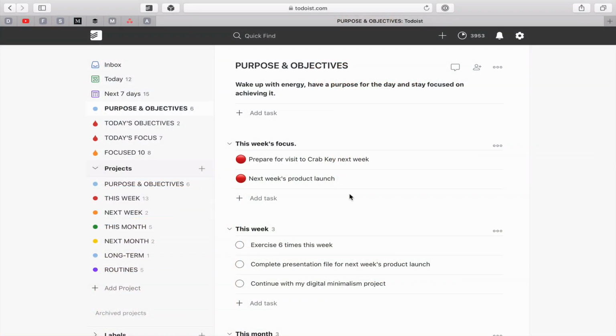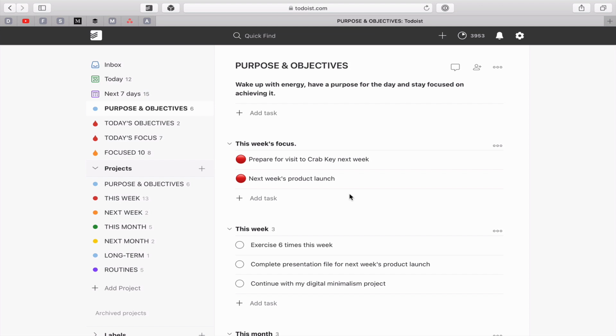Right, let's start with my purpose and objectives, because this is where I would spend most of my time on a Sunday when I do my weekly planning session. This is where I am going to start, which is my purpose and objectives. And a lot of people have actually asked about this since I revealed this organization structure, and I have done a video on this before, so if you've seen this you can actually skip this part.